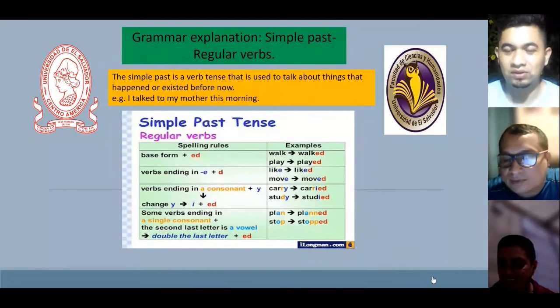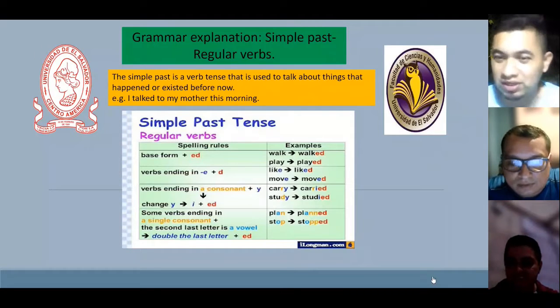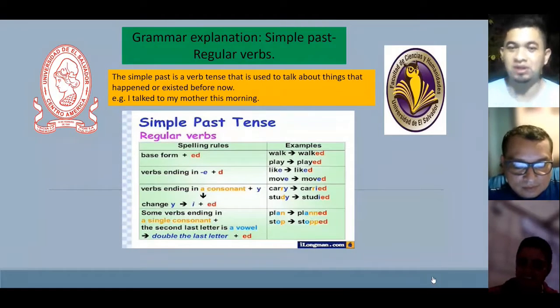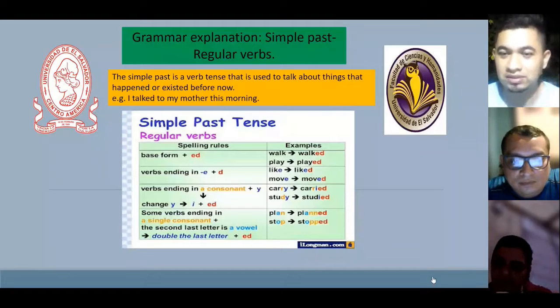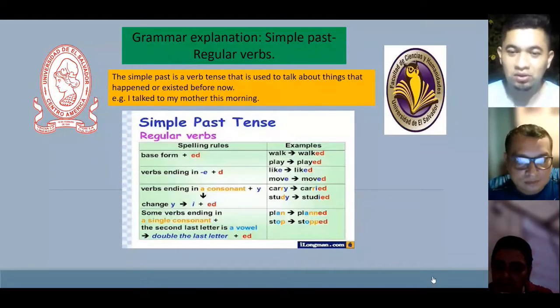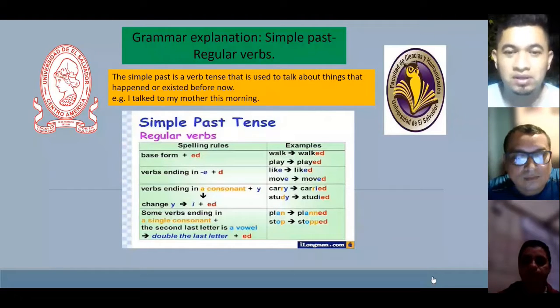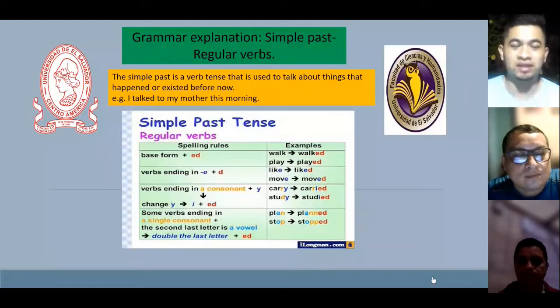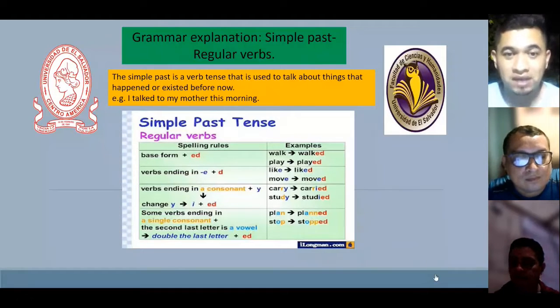Okay, nice. Just pay attention to the pronunciation of the regular verbs, please, because, remember the rules. At the end, you can pronounce it like a T in some types of verbs, like a D, or like an ED. So please take a look at the pronunciation. So we have the next rule, and it says: verbs ending in a consonant plus Y.